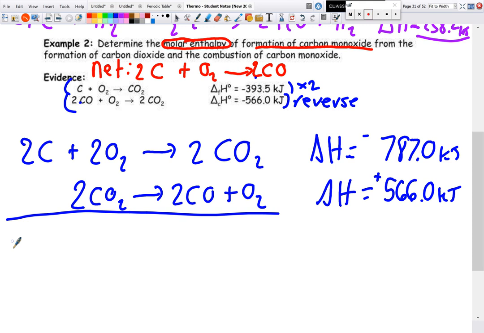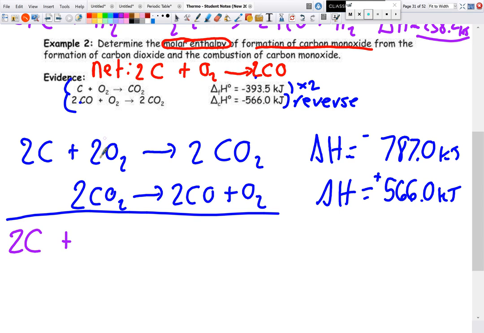Now add them together for my net. Just like before, we're going to look for things canceling out or things adding together. So let's look at carbon. We have carbon over here as a reactant. There's no other carbon anywhere in my 2 equations. So that means carbon is going to come down here unscathed. So I can write 2C plus. Next, if I look at my oxygen, same thing as last time, we see 2O2 as a reactant and just O2 as a product.